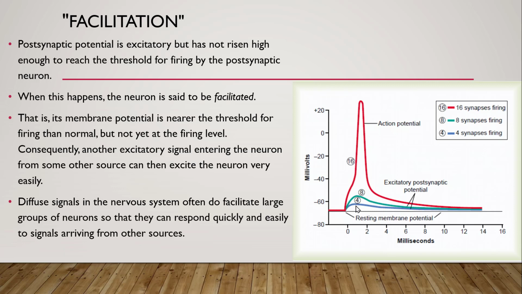So this summation of presynaptic neuron excitation, when it causes the postsynaptic excitatory potential, is called facilitation. Diffuse signals in the nervous system often facilitate large groups of neurons so that they can respond quickly and easily to signals arriving from other sources. So multiple neurons can stimulate a single neuron that can cause postsynaptic facilitation and then action potential.